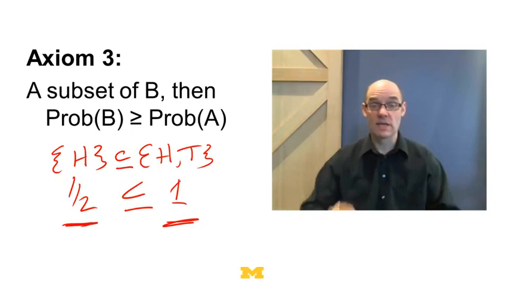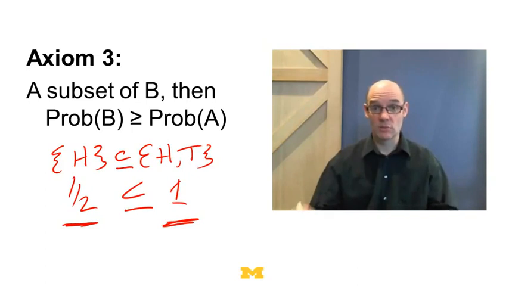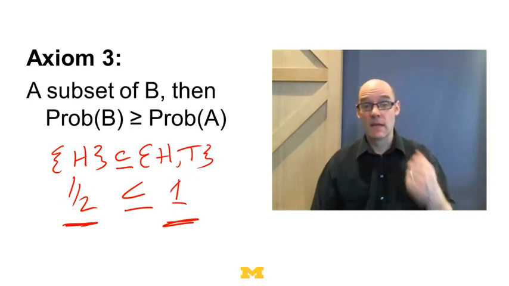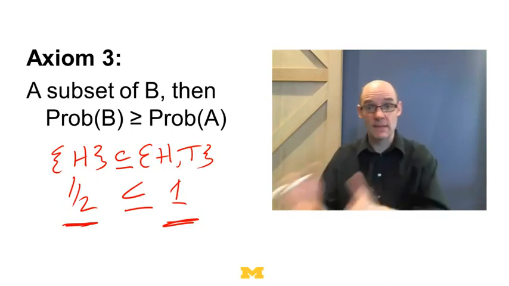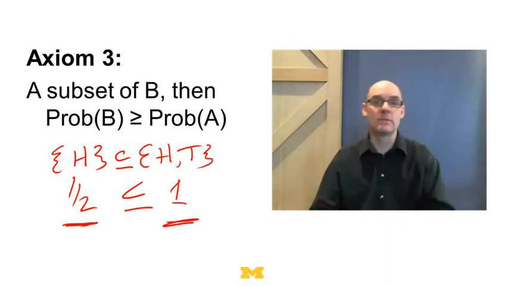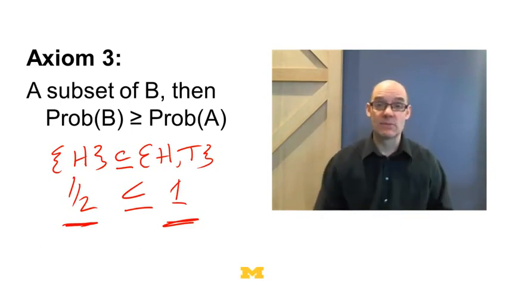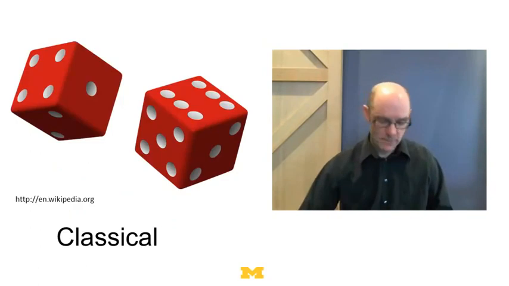So those are the three things. Probability of any outcome or event is between 0 and 1. Could be 0, could be 1, but it's somewhere in that range. If I add up the probabilities of all the different outcomes, those sum up to 1. And if I have one event that's a subset of another event, then that first event has a smaller probability than the second event.